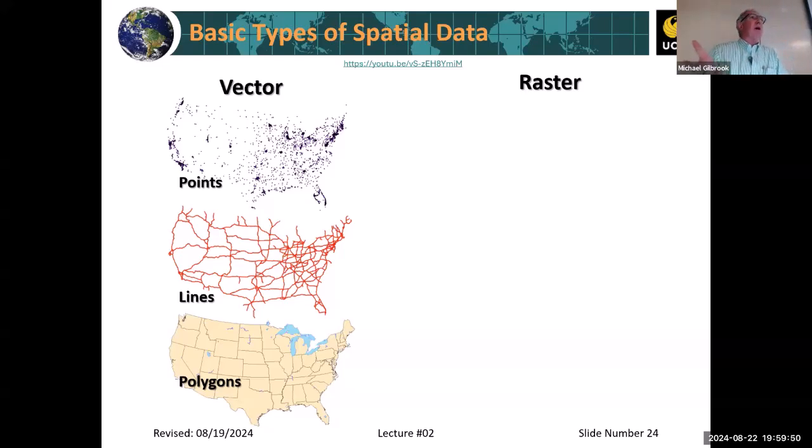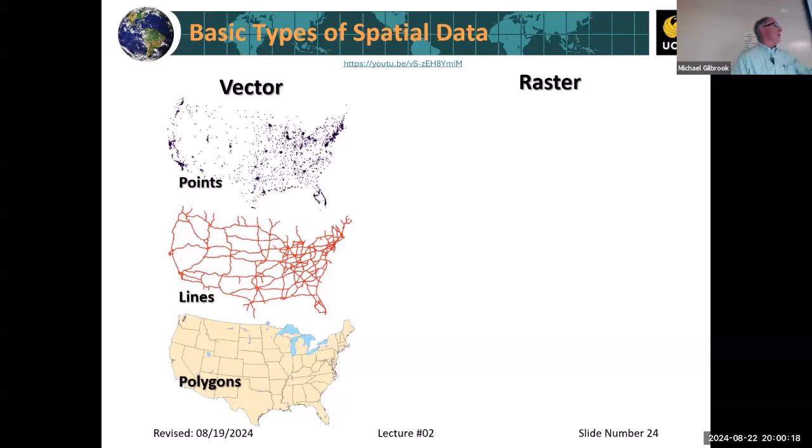How about something like zip codes? They cover the entire area. Everybody lives inside of a zip code. Those are polygons, right? So we can represent things as either points, lines, or polygons. Some things are represented as either points or polygons, depending on the scale. You mentioned earlier that we can represent universities as points. But if you zoom in really close, you have to show it as a polygon, right? Because it has a shape.